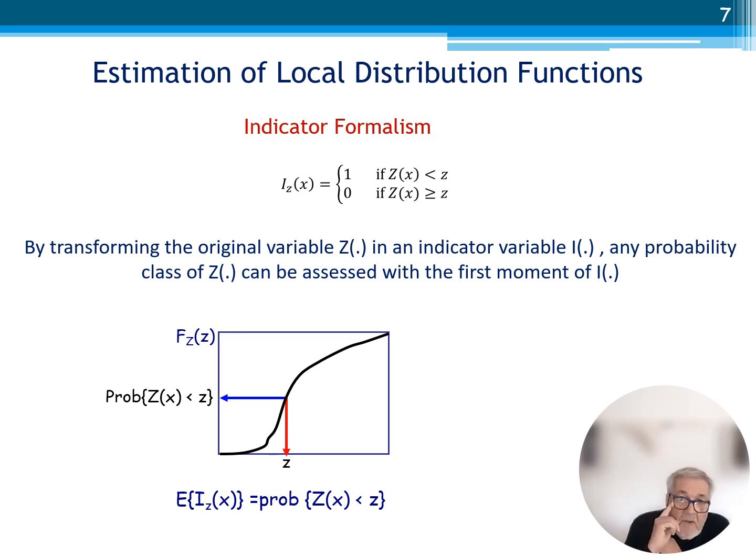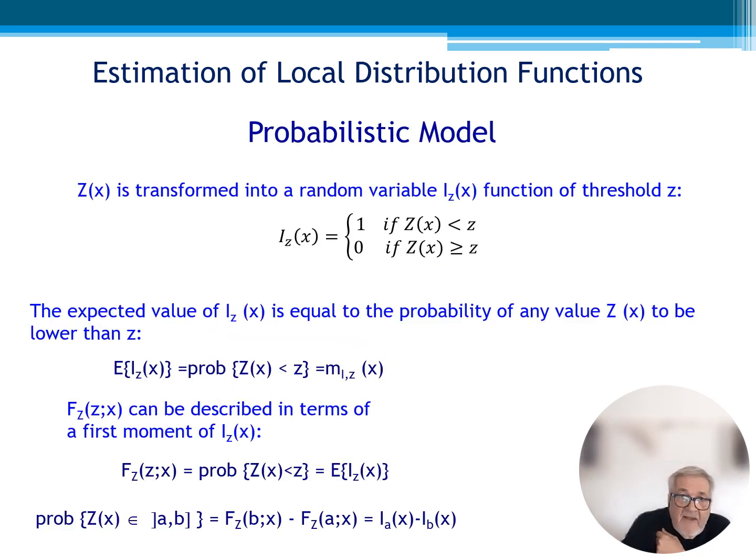So this is extremely important for the first formalism, which is the indicator formalism. Let's see the probabilistic model of this new formalism. In a first step, z of x is transformed into a random variable I of x, as a function of a threshold z. It takes value 1 if z of x is lower than z, otherwise it's 0.